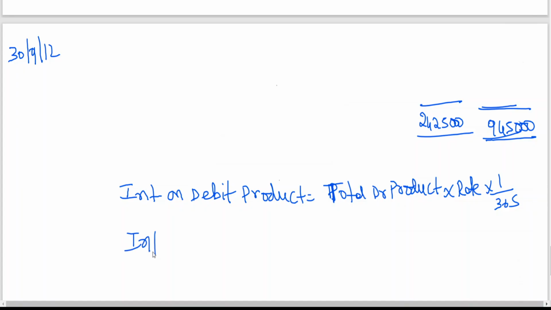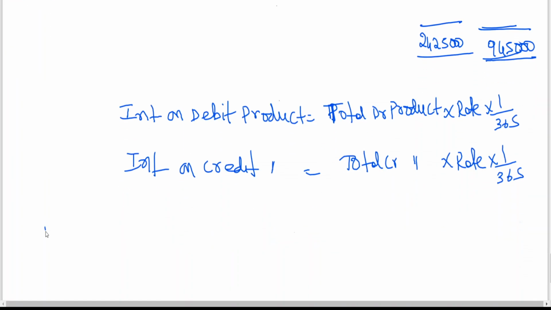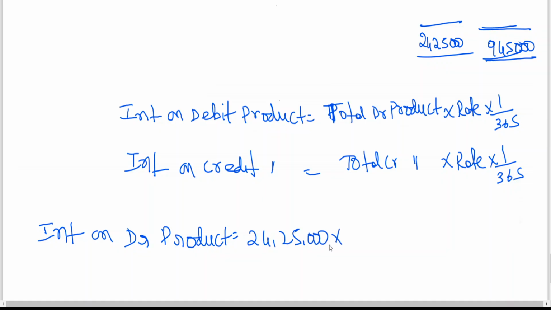Similarly, interest on credit product: total credit product into rate into 1 by 365. This is what we should do. So now, here I am writing interest on debit product. 24,25,000 into, we can see the rate of interest, 10% into 1 by 365.